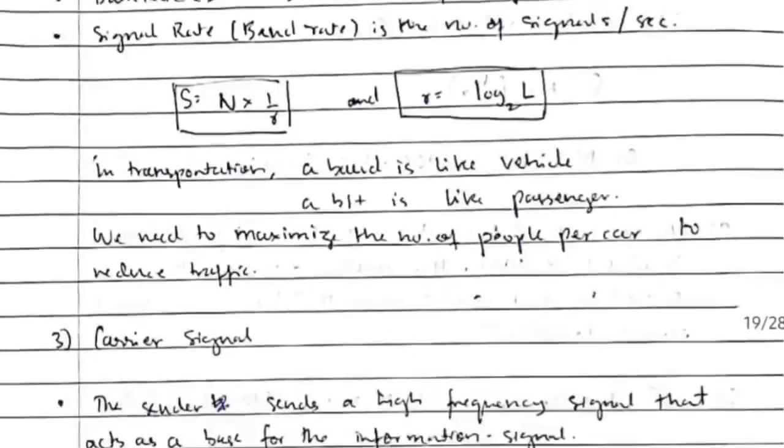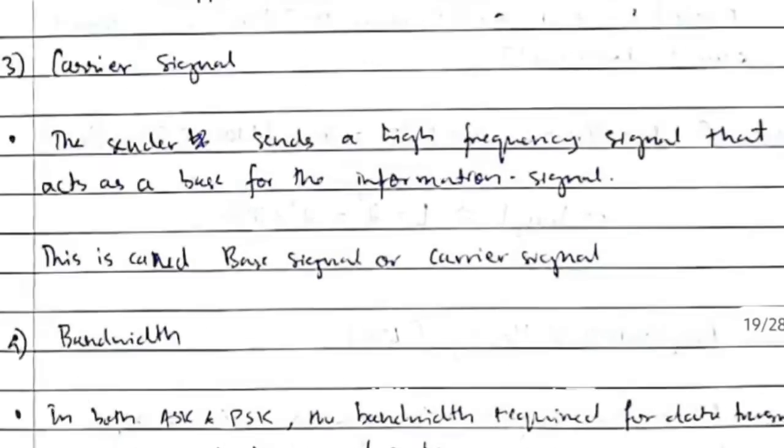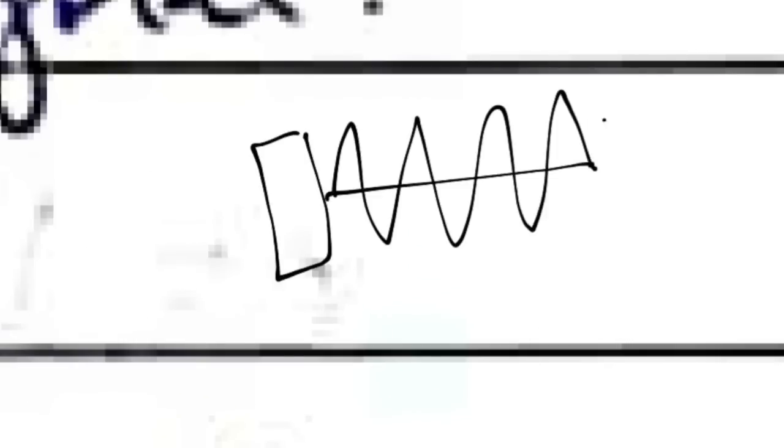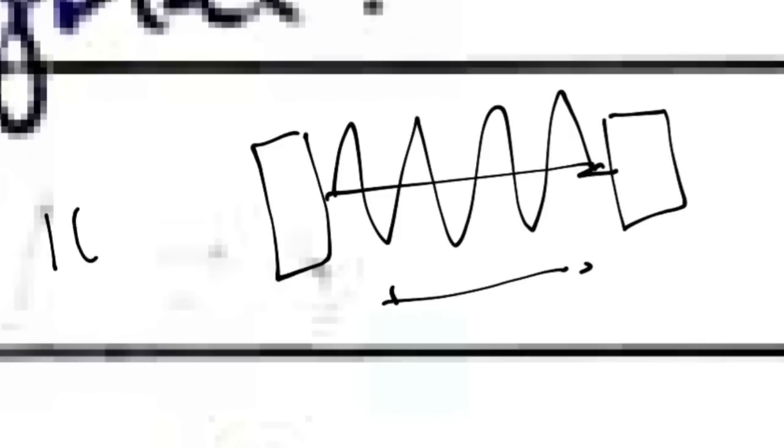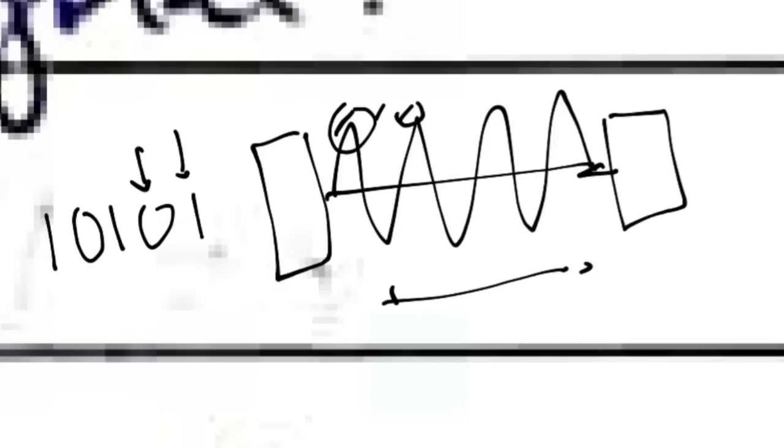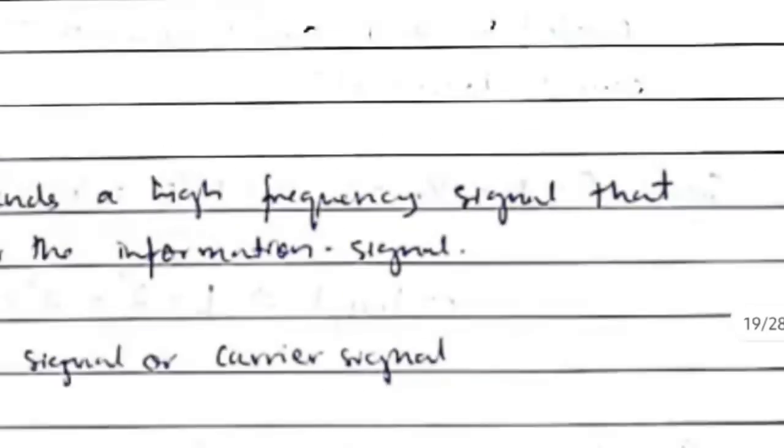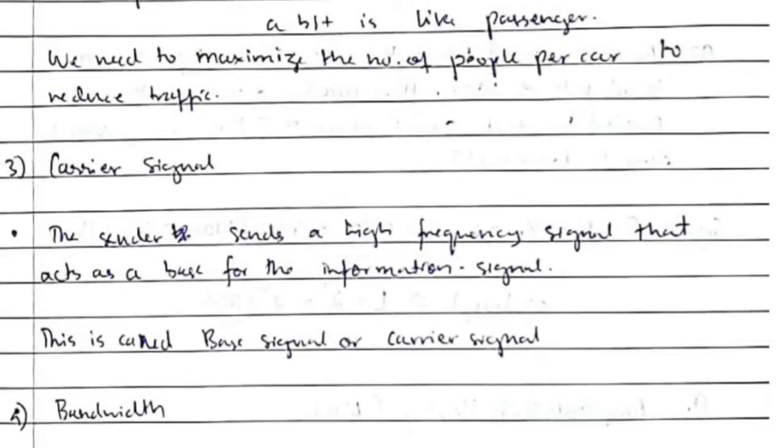The third one is the carrier signal. Before transferring the data from the sender, we'll send a high frequency wave which will be synchronized with the receiver. After this is established, we will make corresponding changes with respect to the data. If it is 1, we will change either the amplitude, frequency or phase. Then if the next bit is 0, we'll make the corresponding changes. So first we establish a high frequency wave, which is the carrier wave. It's also called the base signal or carrier signal.